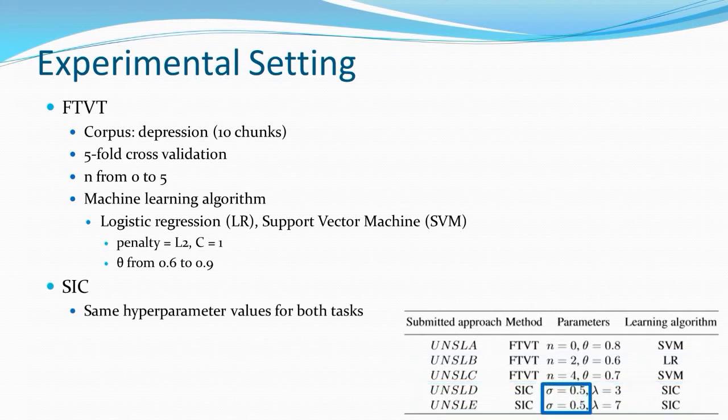Sigma was set to 0.5 for both UNSL-D and E, and lambda to 3 and 7 for UNSL-D and E, respectively. UNSL-D was meant to be less sensitive than UNSL-E on penalizing words, and as such, it considers more words as being important, hence favoring UNSL-D to have a higher recall with the risk of having a lower precision.